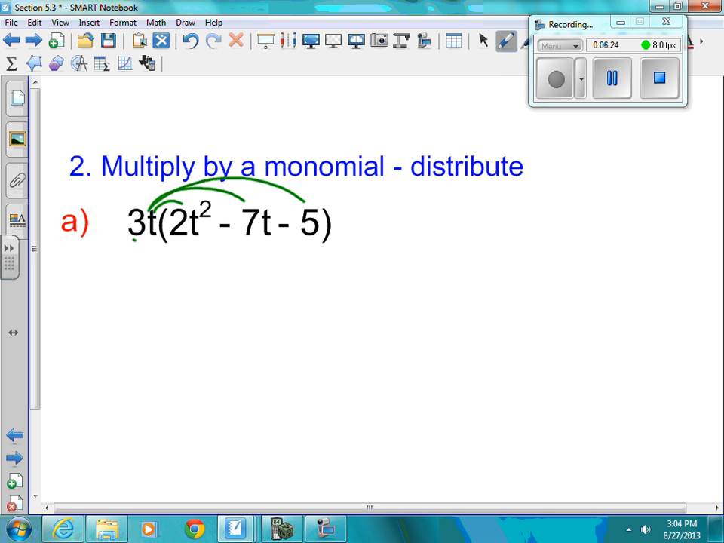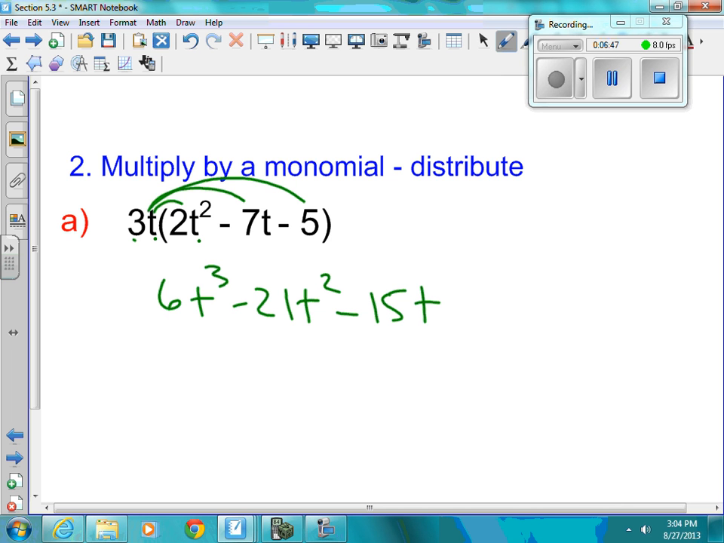3 times 2 is 6. T times t would be adding the exponents. 2 plus 1 is 3. T to the third power. Remember those properties we learned? Yep, we're going to use them still. 3 times negative 7 is negative 21. T times t is t squared. 3t times negative 5 is negative 15t.